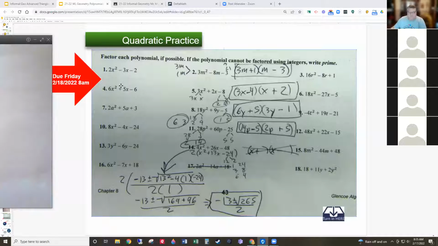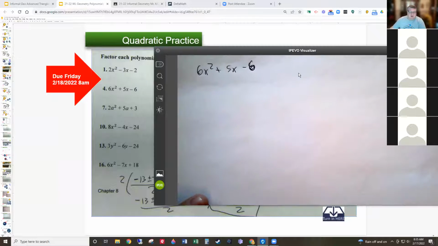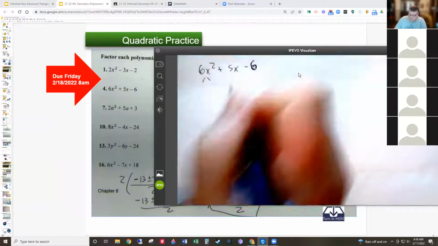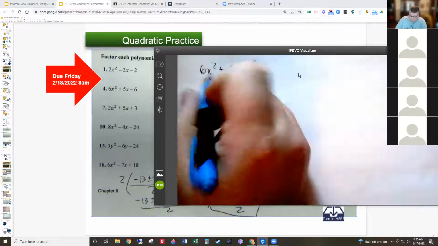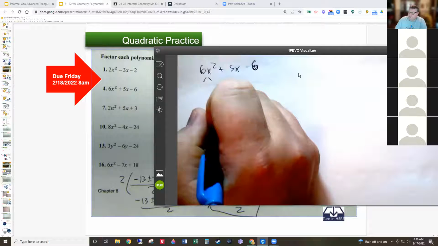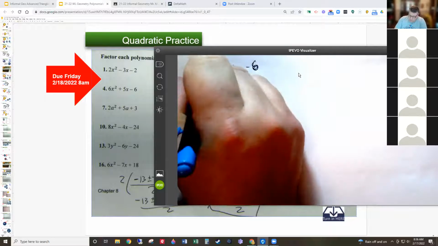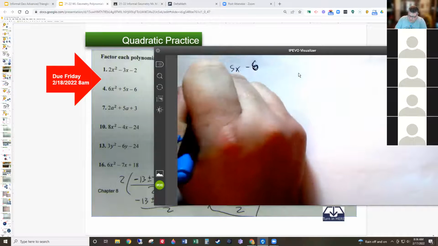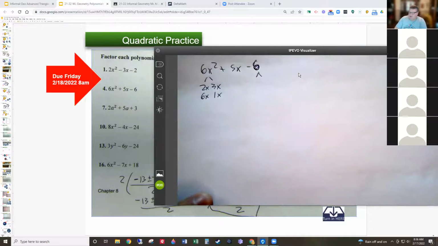Here we go. In this case, I have this problem right here. I could try breaking it up. What's the challenge with breaking up the first term, guys? What can I break it into? Put it in the chat. Ooh, it could be 2x, 3x, or it could be 6x, 1x. What could I have potentially over here for the 6?